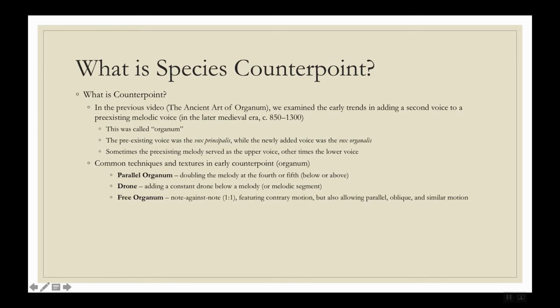A next development was called free organum, which would have been note against note, one note in the counterpoint for every one in the melody. That's like with parallel, but it's not like with the drone. And it featured contrary motion, so that is different from parallel, and it's different from the drone. The drone is oblique motion. But within free organum, it featured contrary motion, but you could also have parallel, oblique, or similar motion.